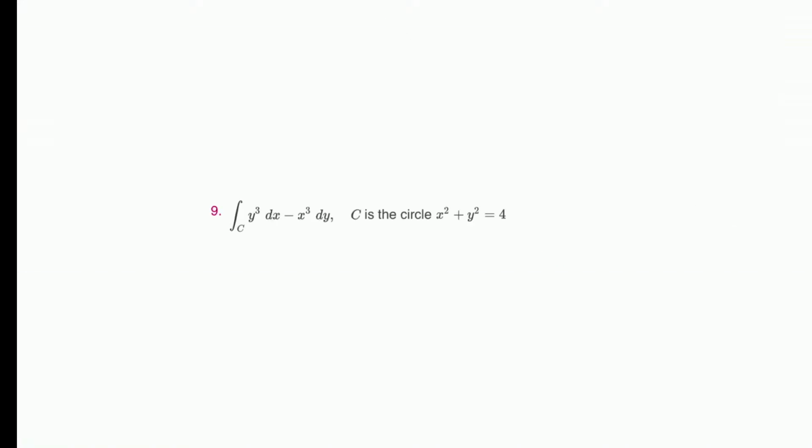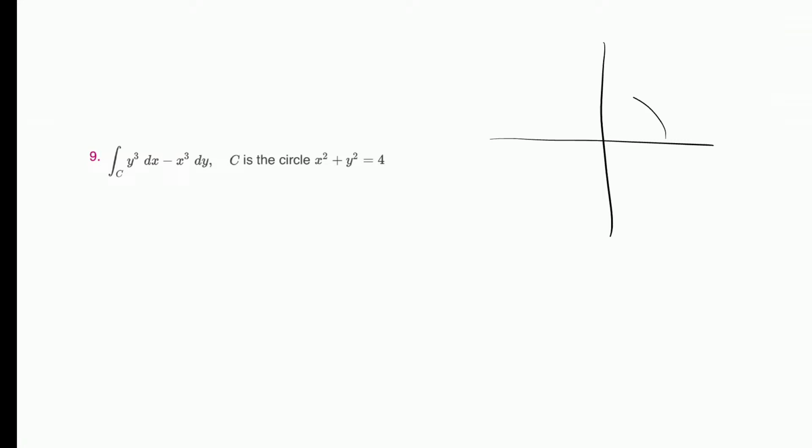Okay. So first things first, we have this circle. We're dealing with this circular path going around, and I think we're supposed to be going counterclockwise, so let's just assume that this is counterclockwise. Using Green's theorem, we can set this up as a double integral instead of using the curve here, since this is a simply connected region.